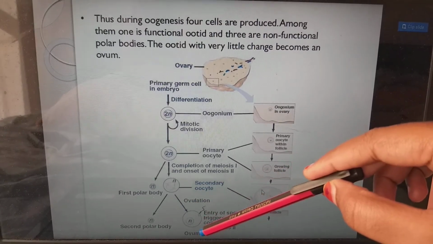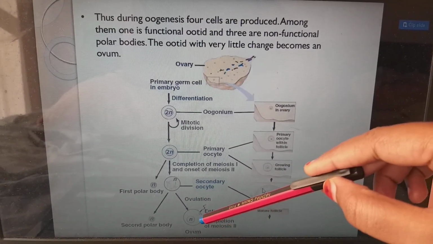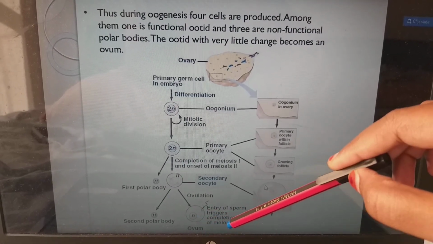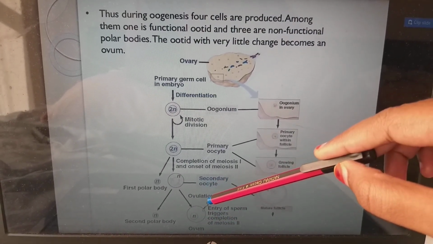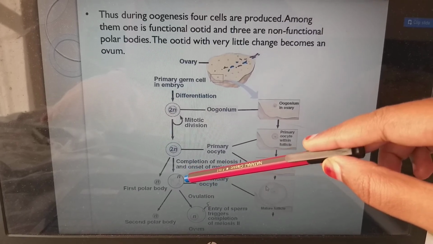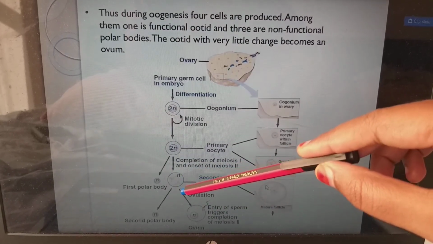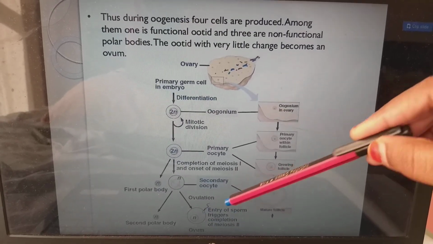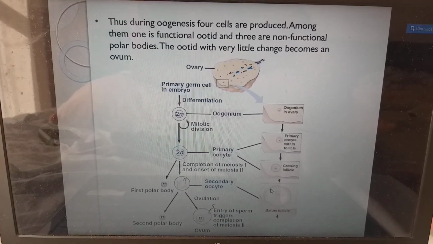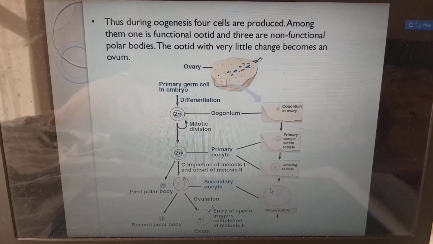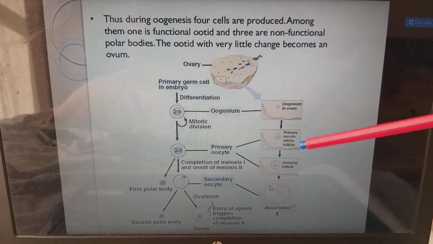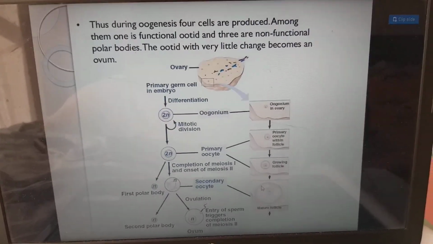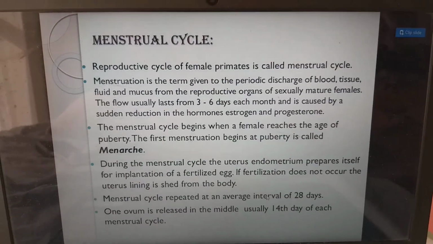Now after the entry of the sperm, which triggers the completion of the second meiotic division. The first meiosis happens at the time of puberty, and the second meiosis happens when the sperm triggers its completion. So this is the oogonium in the ovary, the primary oocyte within the growing follicle, and the mature follicle. The mature follicle's other name is Graafian follicle.